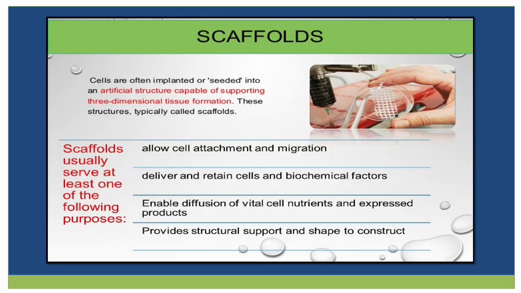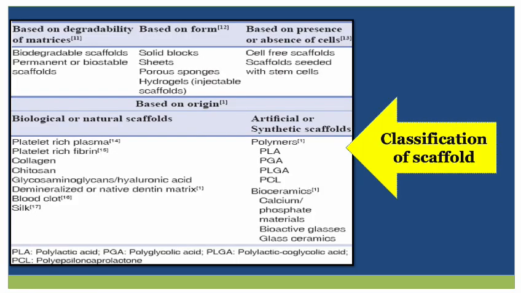Coming to scaffold. Scaffolds are basically an artificial structure which is capable of supporting the cells which are implanted into it in a 3-dimensional tissue formation. The scaffolds basically serve the following purposes: it allows cell attachment and migration, it delivers and retains cells and biochemical factors, it enables diffusion of vital cell nutrients and expressed products, and it provides structural support and shape to the construct.